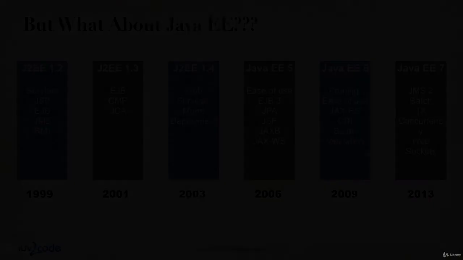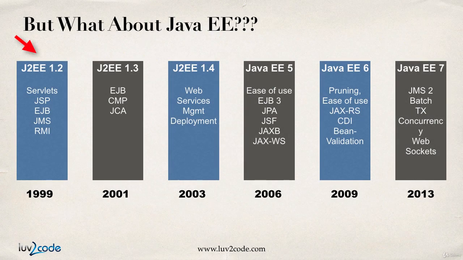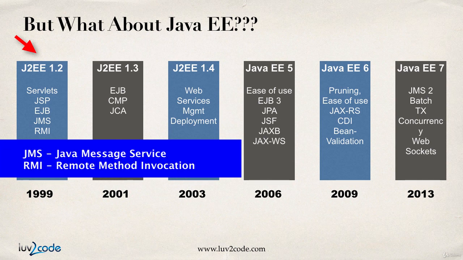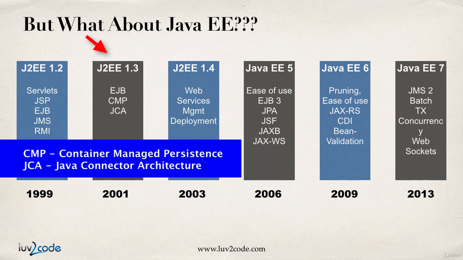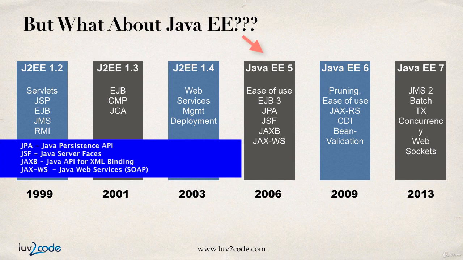All right, so how did J2EE grow up? Well, in the early days, it started out really nice. You had servlets and JSPs back in 1999. You also had Enterprise Java Beans, Java Message Service, and RMI, remote method invocation. And then over the years, they added more support for EJB with 1.3. In J2EE 1.4, they added web services. And in Java EE 5, they kind of renamed it a bit. So it's Java Enterprise Edition 5. They dropped the J2EE thing. And they added some ease of use for EJB3, JPA, JSF, JAXB, and JAX-WS for web services.